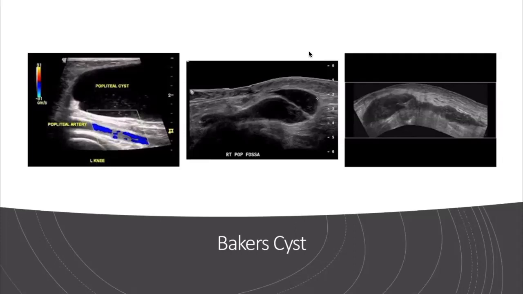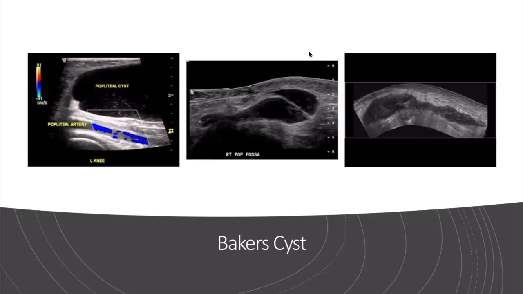Something I am going to put in my pocket notebook is Baker cysts. Baker cysts are not that uncommon. We do see them quite often, and it's important to document them because patients do have pain. So a Baker cyst is a cyst that is found in the popliteal fossa. It's always in the popliteal fossa.